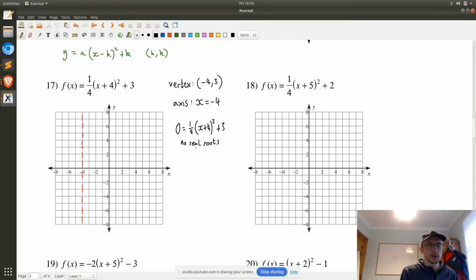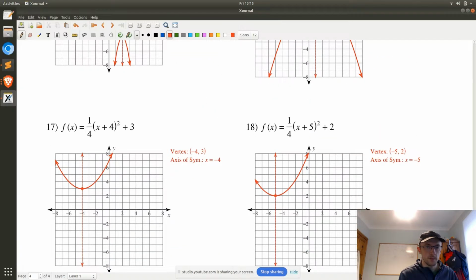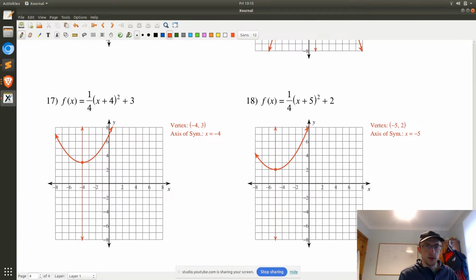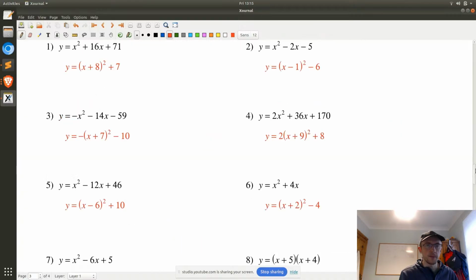As for the y-intercept, squaring that, we get 16. 16 times a quarter is 4. 4 add 3 is 7. So there. And there'll be one over here too. So sort of like draw like that. And there. We'll check. Negative 4, 3, and the axis of symmetry negative 4.